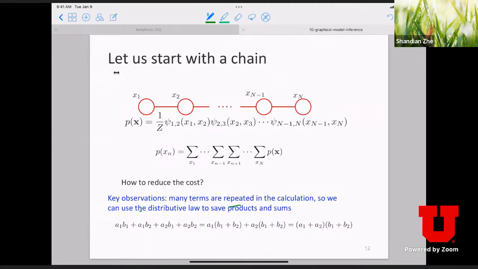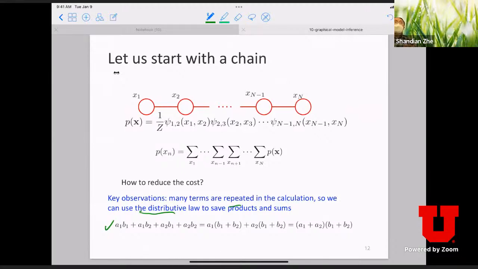These are just the summation of a bunch of products. So the natural idea would be, can we leverage the so-called distributive law? Everybody learns the distributive law from primary school, so that we can save the products and the sum operations as much as possible. Take this sum product as an example.